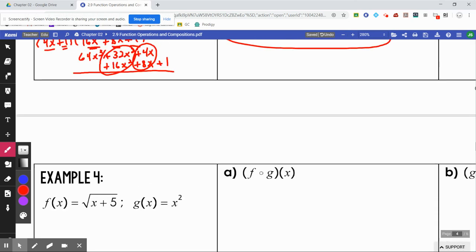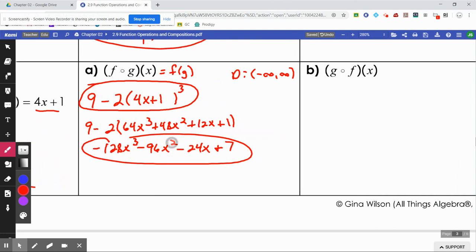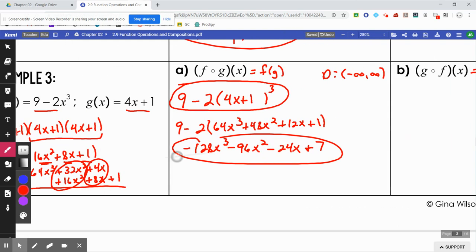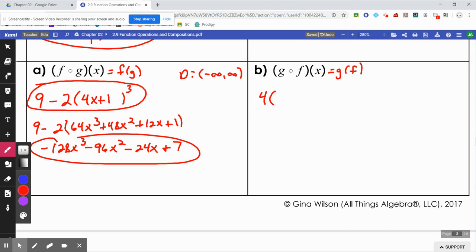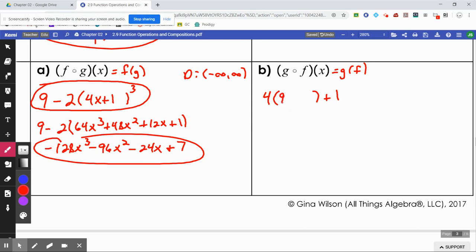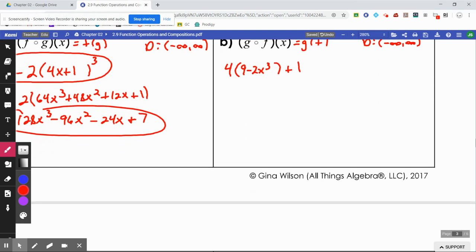Okay, example 4, or B part, excuse me. G of f. So now I'm going to find g of f, which means I'm going to plug f into g. So let's take g, which is 4x plus 1, and plug in its place f, which is 9 minus 2x to the third. And this way is going to be a whole lot easier. And again, my domain here, there are absolutely no restrictions with either function, so I don't have to worry about any domain restrictions. That'd be 36 minus 8x to the third plus 1, which again, we can just erase the 36 and write 37 when we combine the like terms.